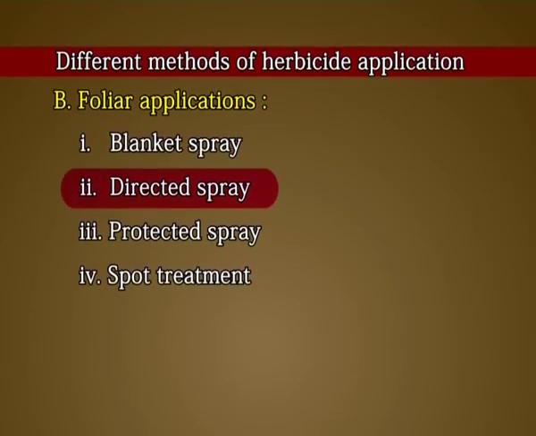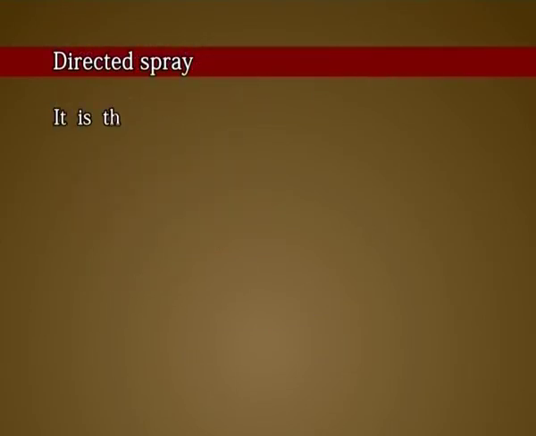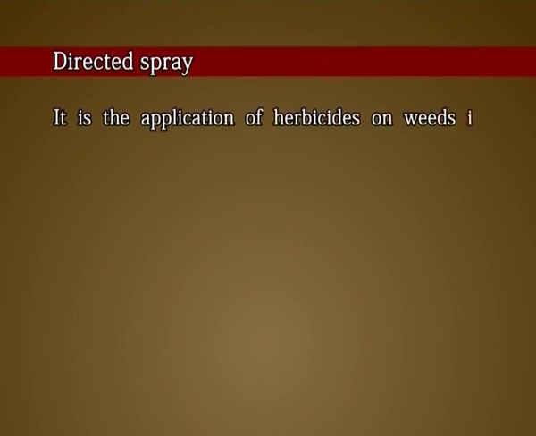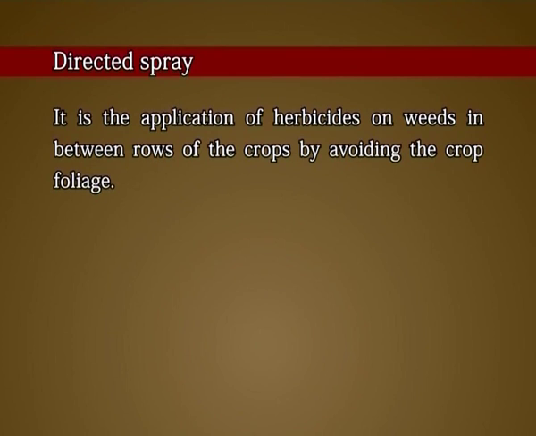Number 2, directed spray. It is the application of herbicides on weeds in between rows of the crop by avoiding the crop foliage. This is possible by use of a protective shield or hood. For example, spraying of glyphosate in between rows of tapioca using a hood to control Cyperus rotundus.